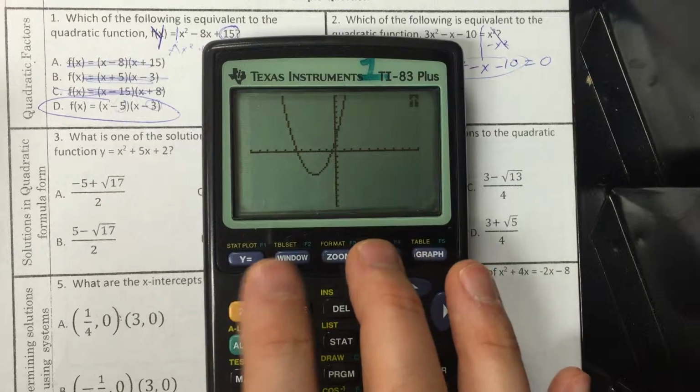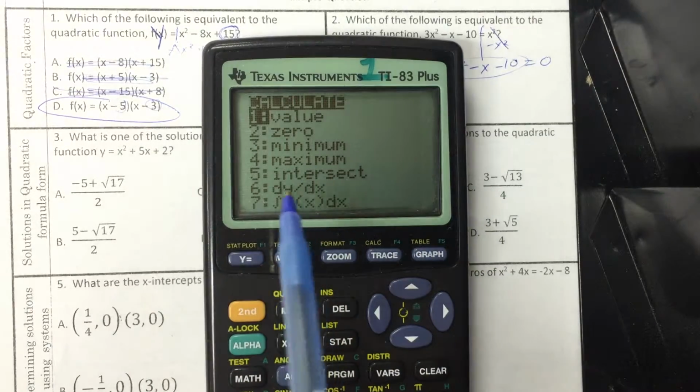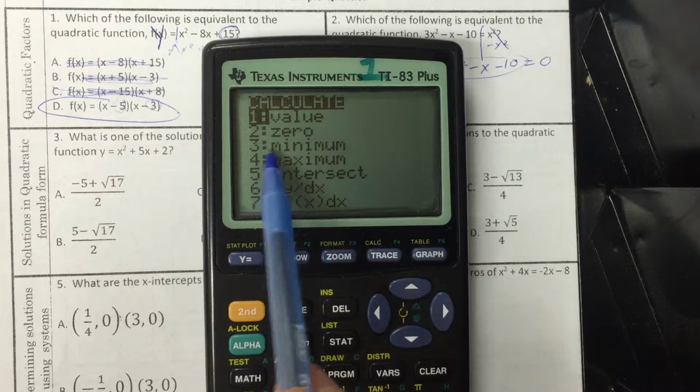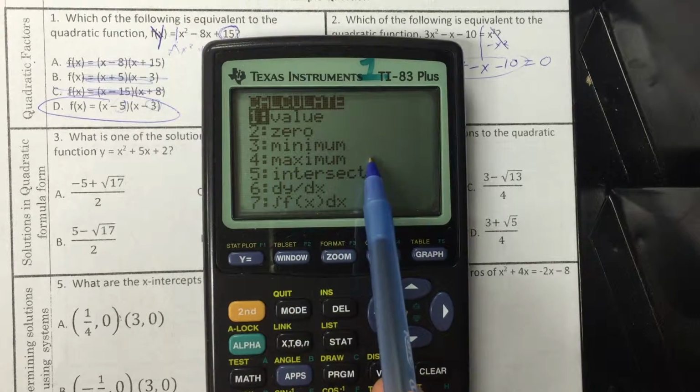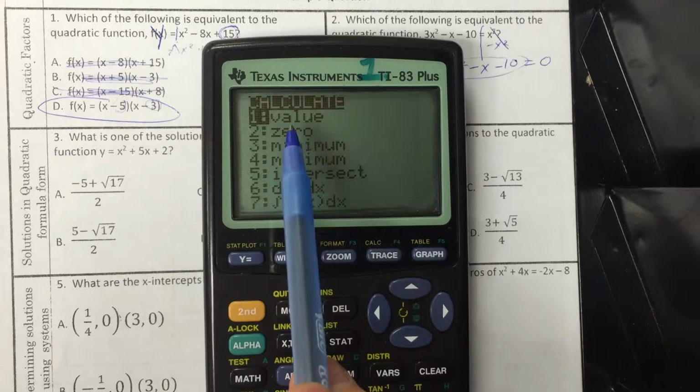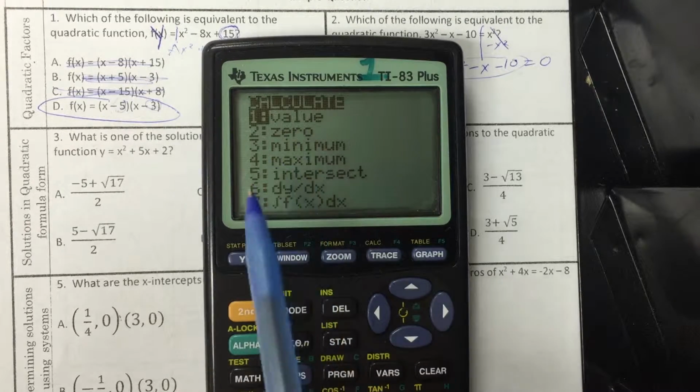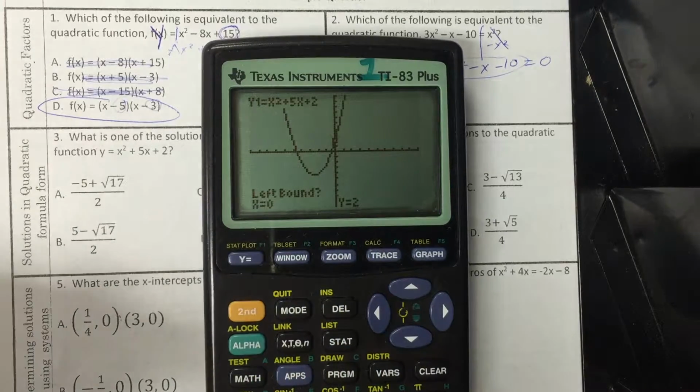We've used this screen for several things. We used it to find the intersections, and we'll be using that some more. We've used it to find minimum vertex, maximum vertex. Right now we're wanting to find roots or solutions. Another word for that is zeros. So we're going to go to 2, and I want to go ahead and find the zeros.